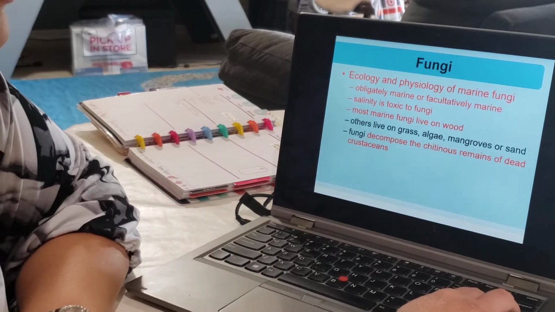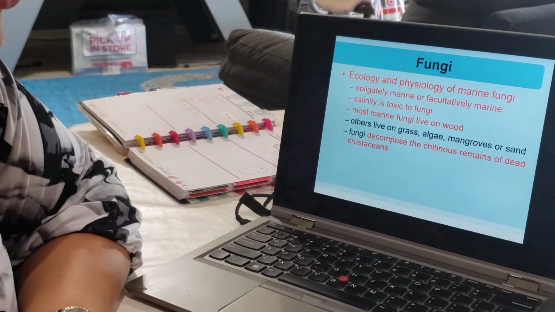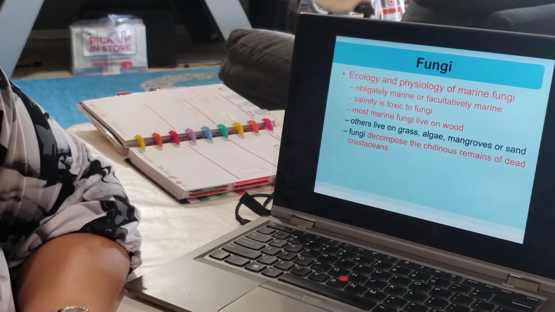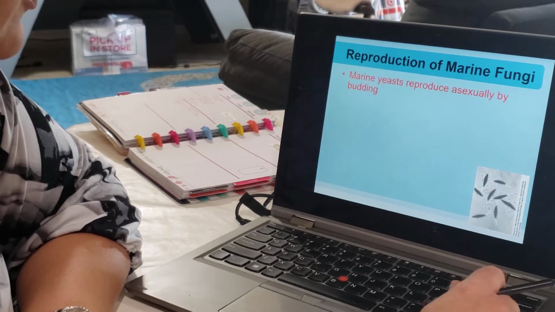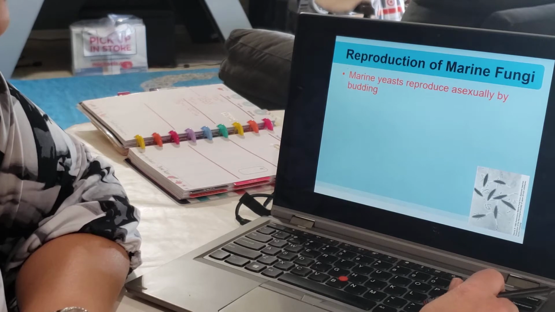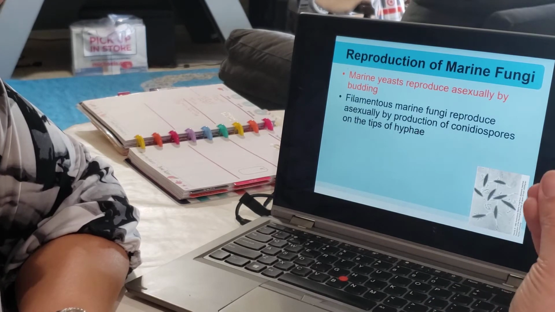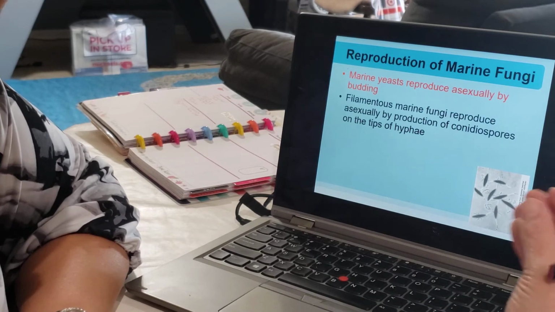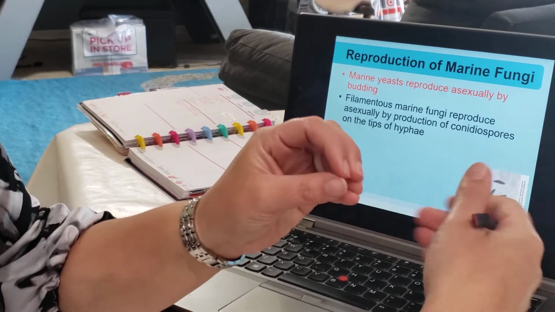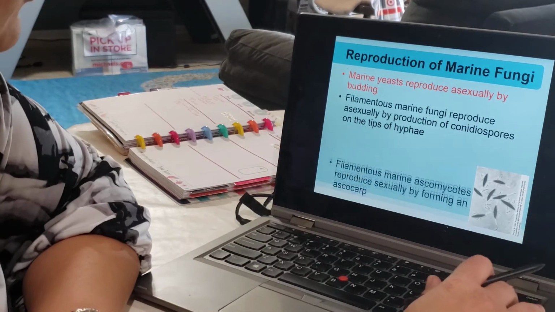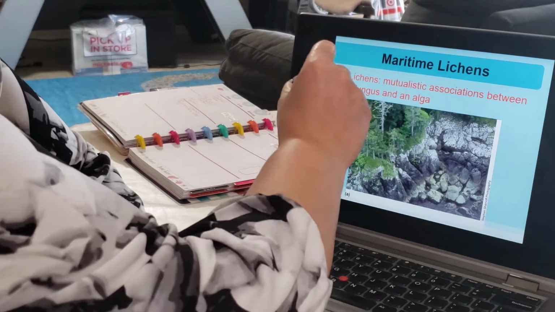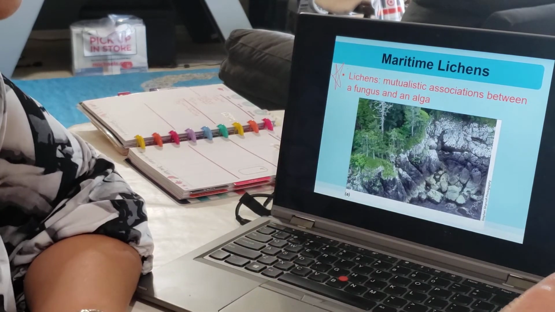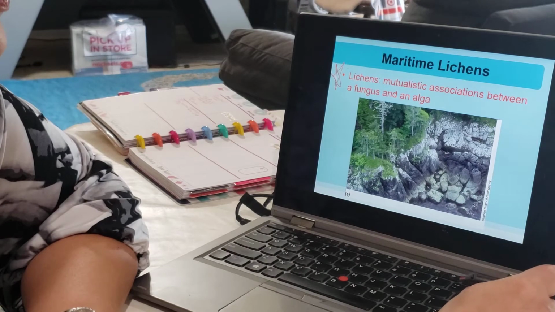They decompose the chitinous remains of dead crustaceans. So your crab shells, lobster shells, things like that. These guys can break it down. Marine yeast will reproduce asexually by budding off. So they'll just get a little extension off of it, it'll break off and float away. Lichen. These guys are extremely important. Mutualistic association between a fungus and an algae.